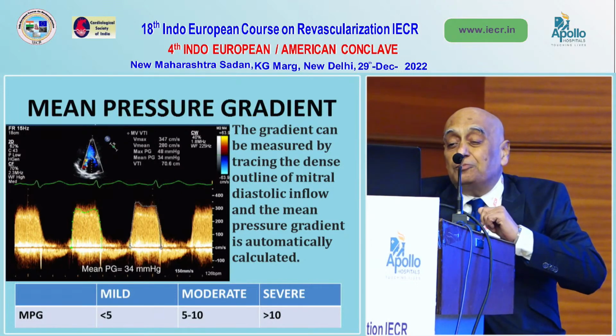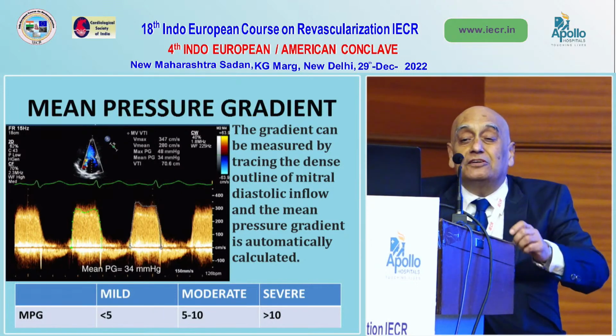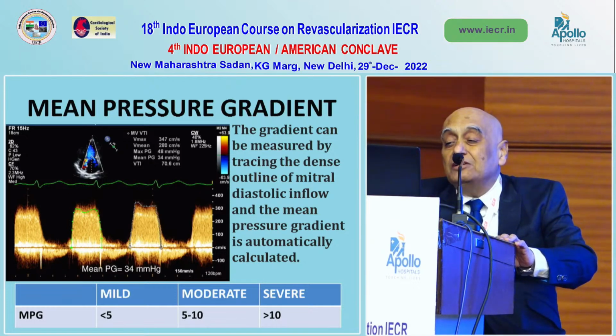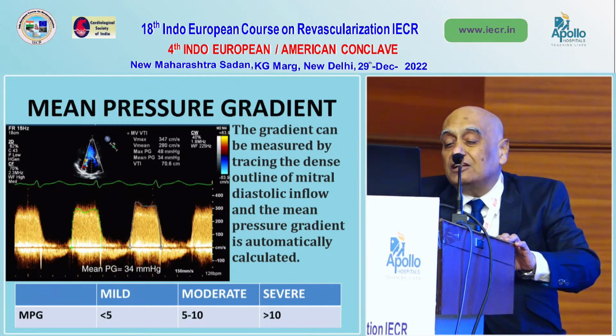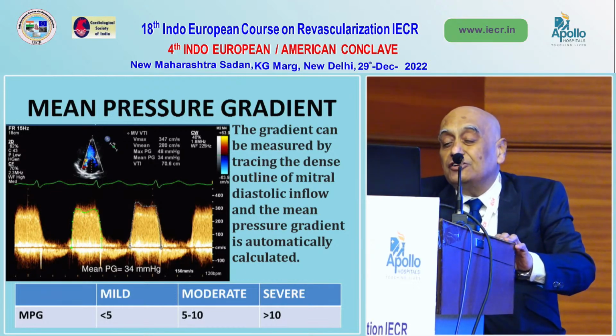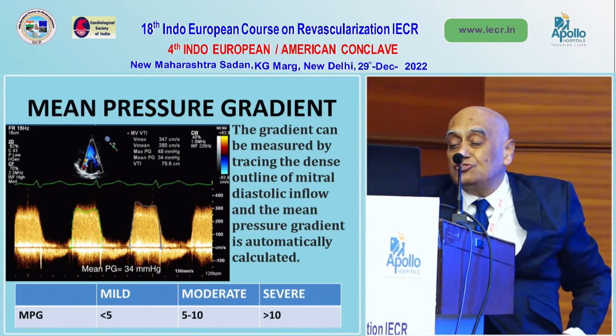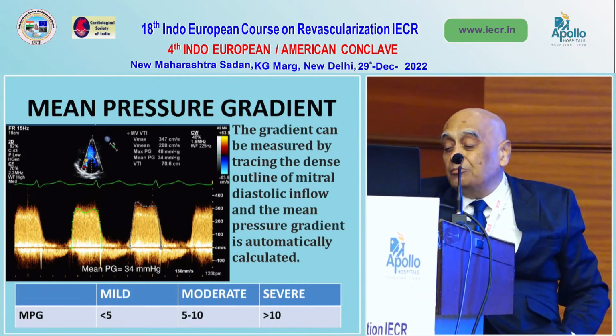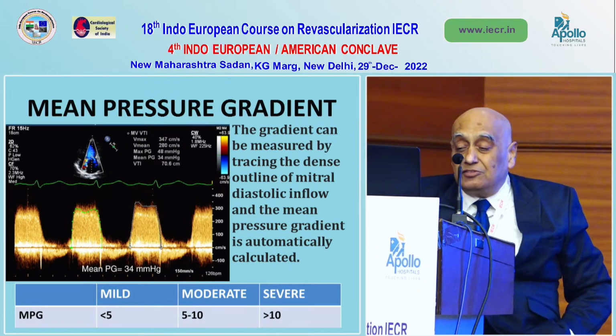Then of course you take the pressure gradients. It's always better to take the mean pressure gradient, and this can be measured by tracing the dense outline of the mitral diastolic inflow that is shown over here, and the mean pressure gradient is automatically calculated. If the mean pressure gradient is less than 5, it is mild mitral stenosis; 5 to 10 is moderate MS; and severe MS is a mean pressure gradient of more than 10.